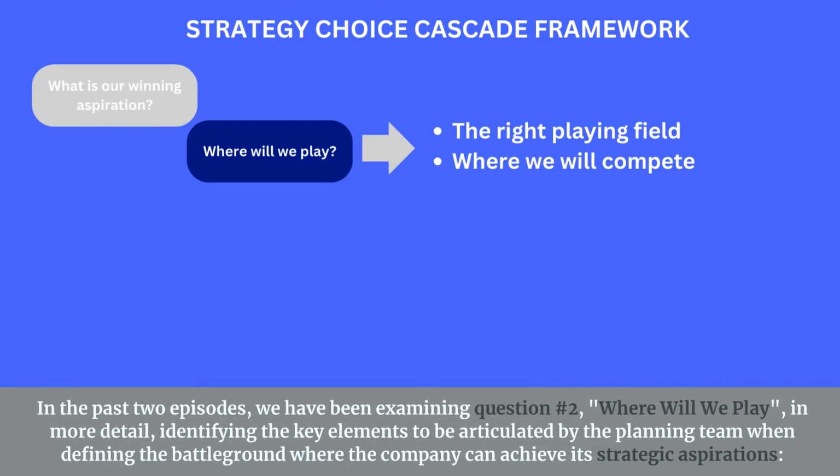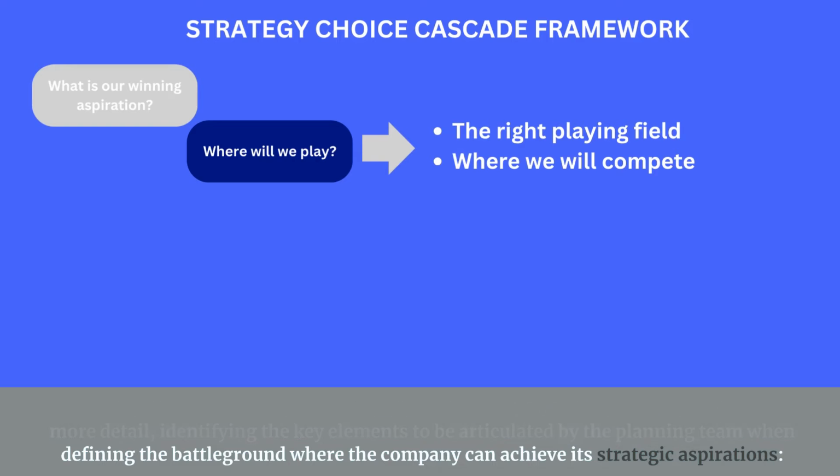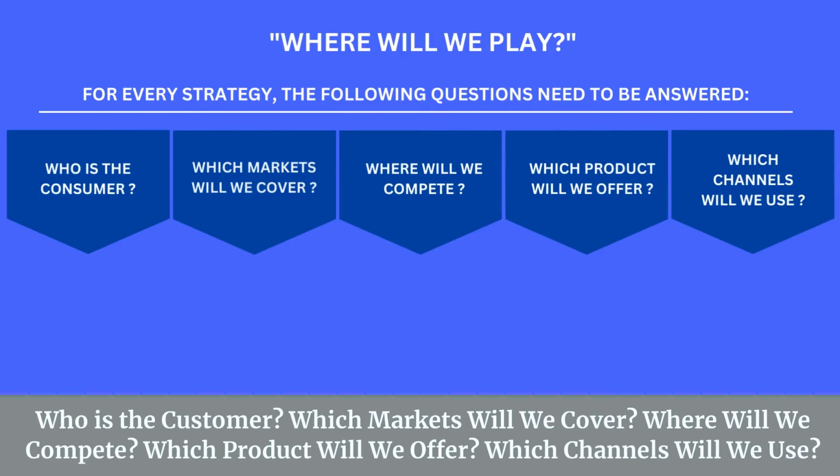In the past 2 episodes, we have been examining question number 2, where will we play, in more detail, identifying the key elements to be articulated by the planning team when defining the battleground where the company can achieve its strategic aspirations. Who is the customer? Which markets will we cover? Where will we compete? Which product will we offer? Which channels will we use?